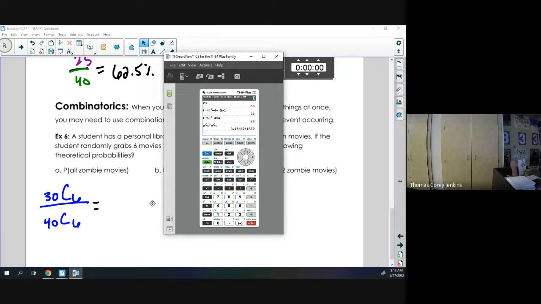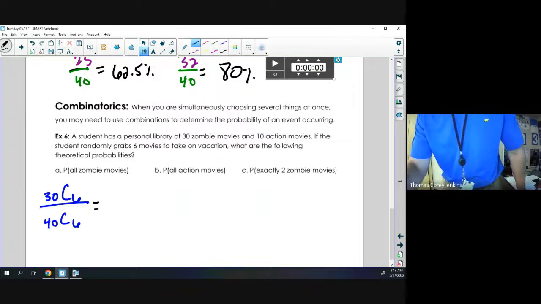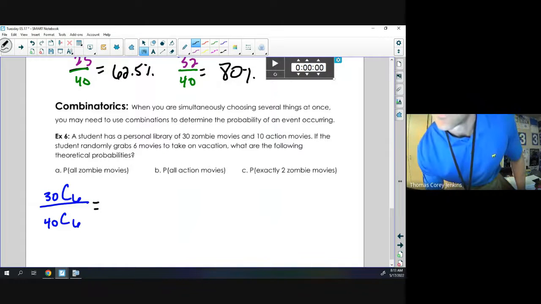All right, so that's going to give me about a 15% chance that all of them are zombie movies. I'm going to say that's about 15%.